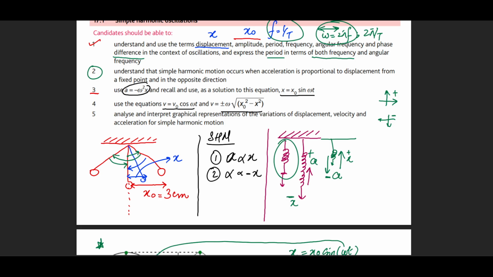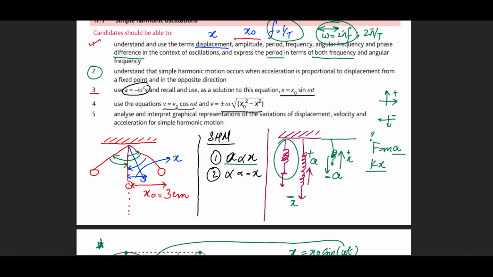Where is the acceleration coming from? We know that it is coming from F equals ma. And where is the force coming from? In the case of the spring, it's coming from kx due to Hooke's law, right? So we know where the force is coming from, where the acceleration is going to exist, and in what reference we are talking about acceleration.